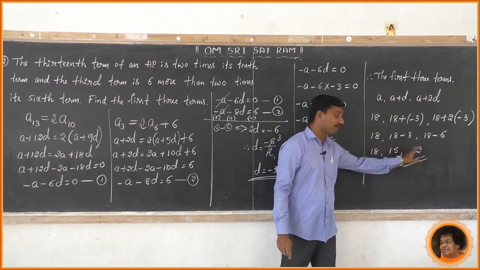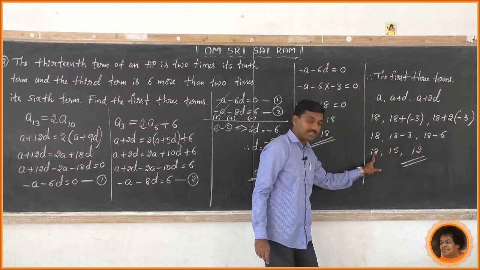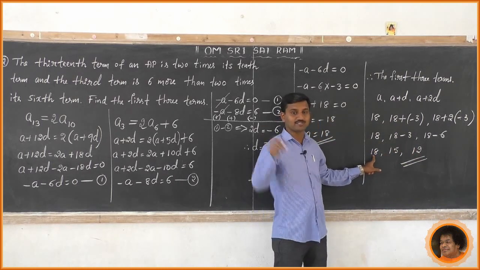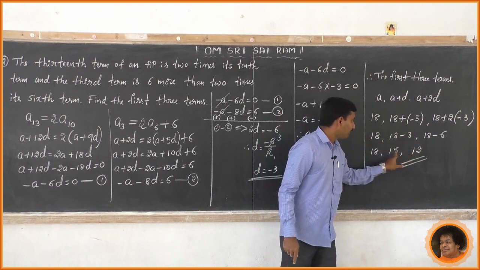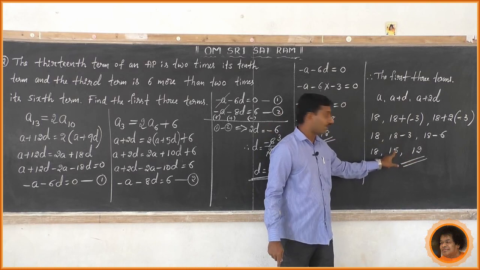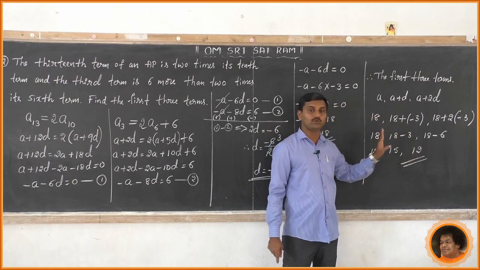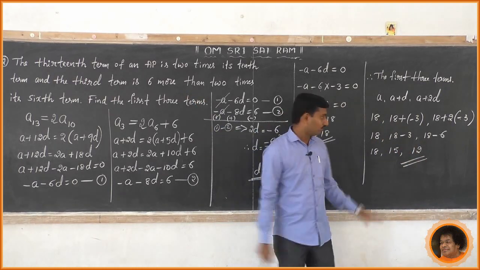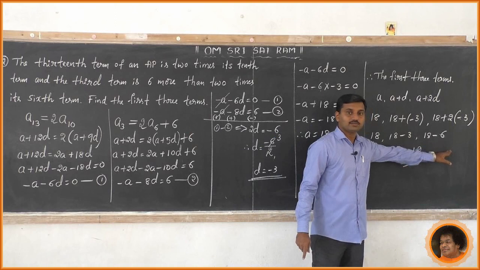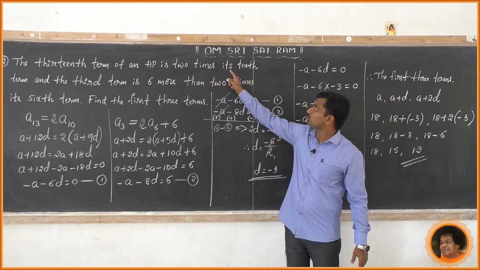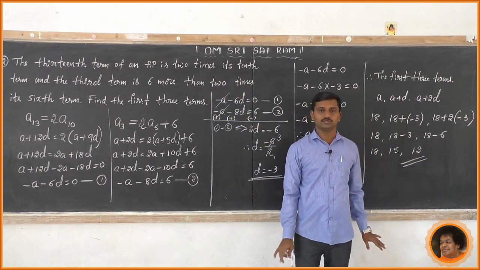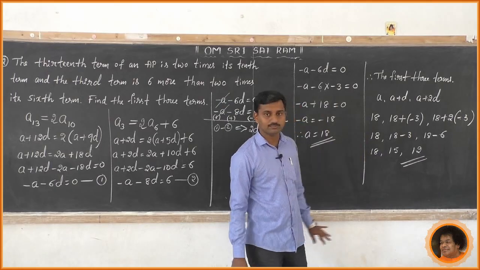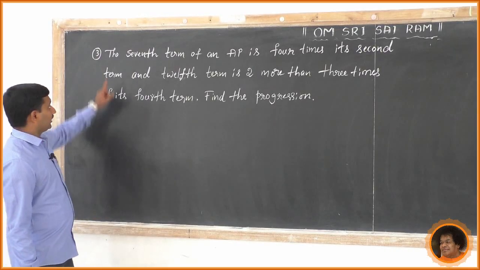Now check whether it is an AP or not. 15 minus 18: the common difference is minus 3. Here 12 minus 15: the common difference is minus 3. That's why the terms are in AP. So the 13th term of an AP is 2 times its 10th term. So I think you understood the problem. Move on to the next question.